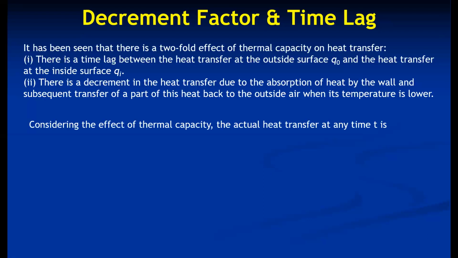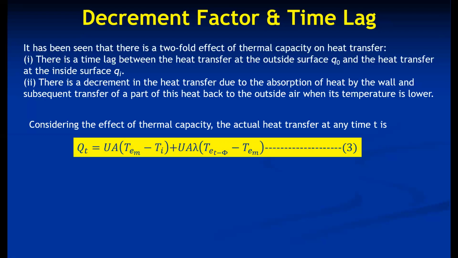So if we consider these two effects, then the actual heat transfer at any particular time t can be estimated by using this formula. Qt is equal to UA (T_em minus T_i), that is the average heat transfer. And this is the second component, which is also called the periodic component. It depends on the temperature difference between T minus 5 and T_m. So this is a variable component, and this is the mean heat transfer rate.